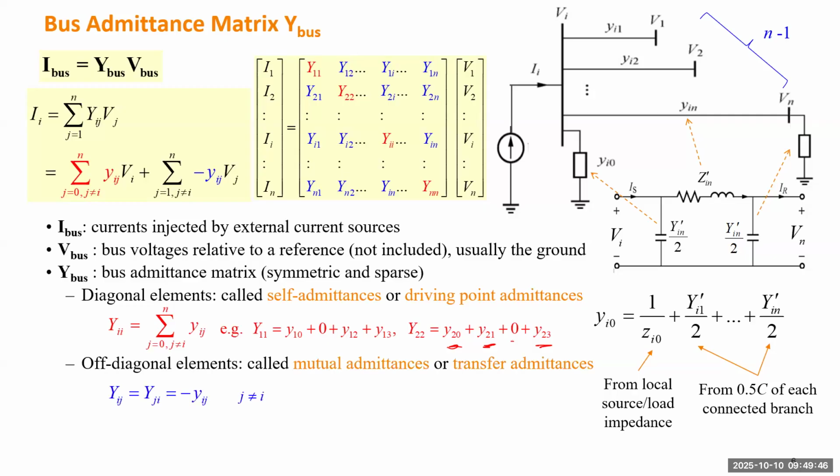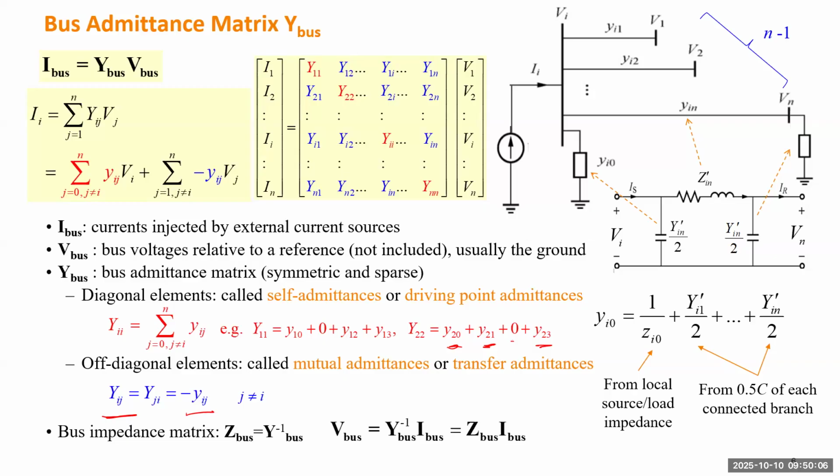Off-diagonal elements are called mutual admittances or transfer admittances. Their definition is pretty simple. Capital Yij is basically just the negative of lowercase yij. Here i is not equal to j.